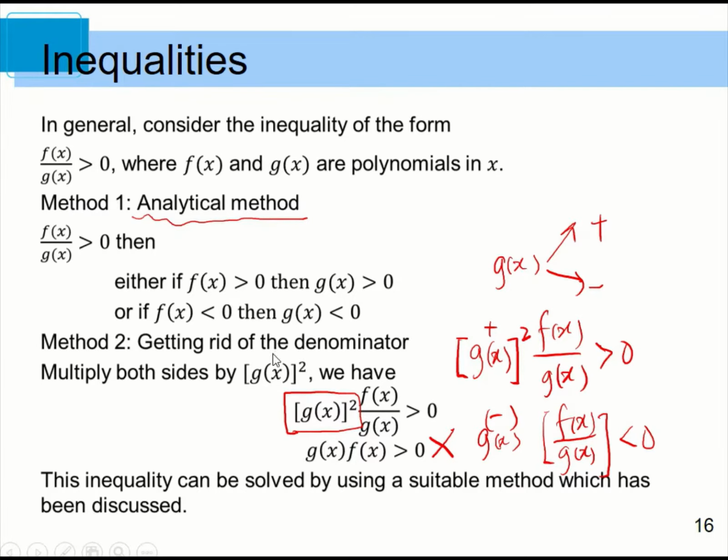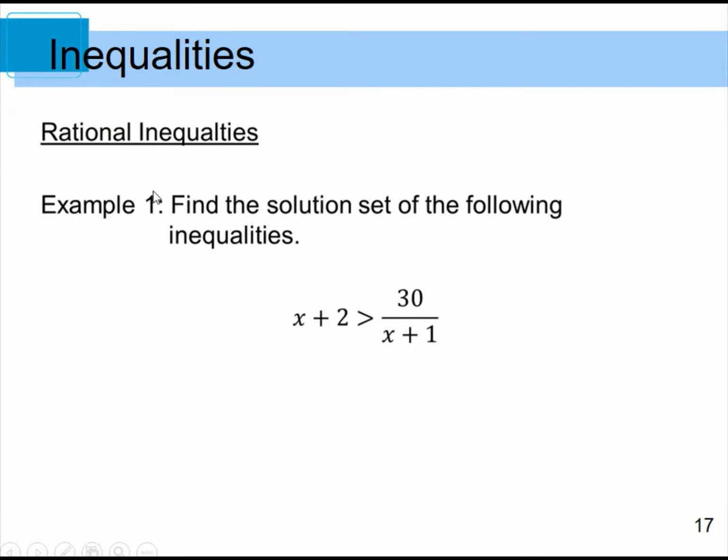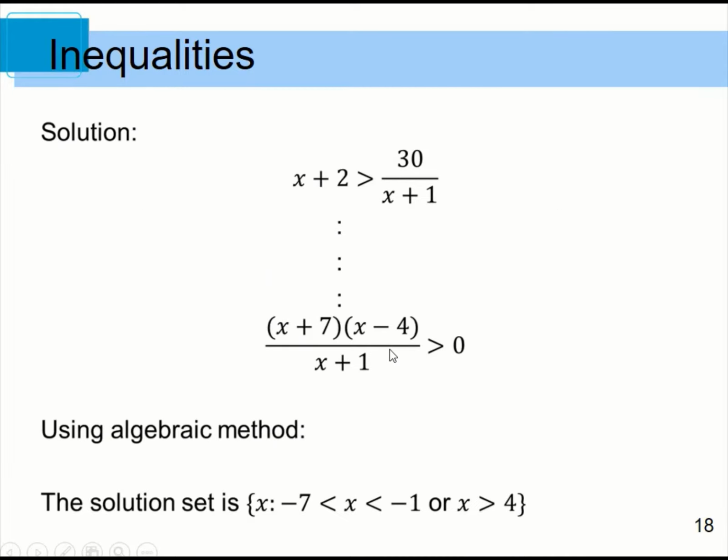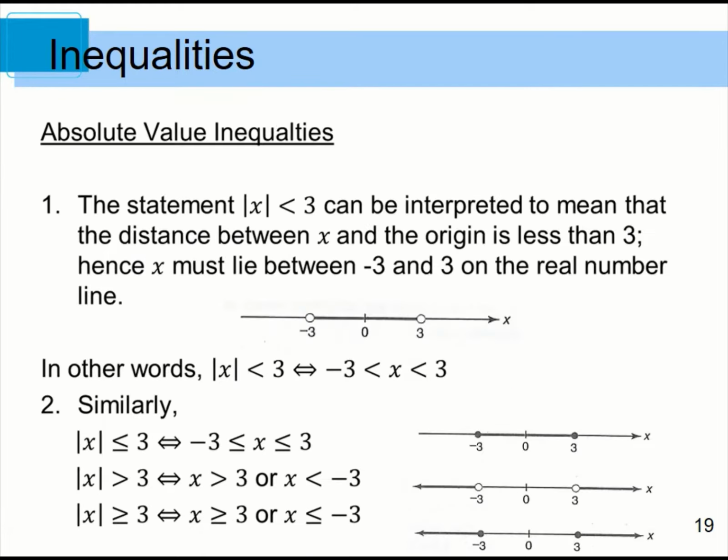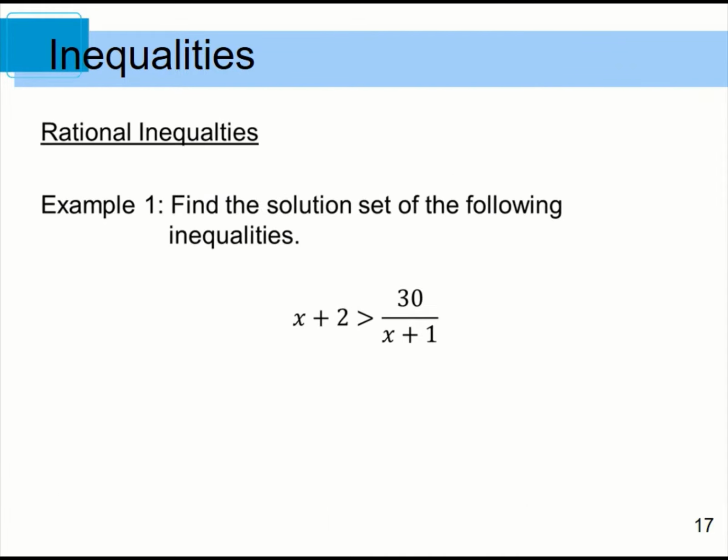So we have these two methods. Now let's look at this example. This is a rational inequality. To solve for the value of x, first we use one of the two methods, and finally we will get something like this. Then we will proceed to use the number line, the method we learned previously, to find the value of x. Let's discuss the details of the solution.